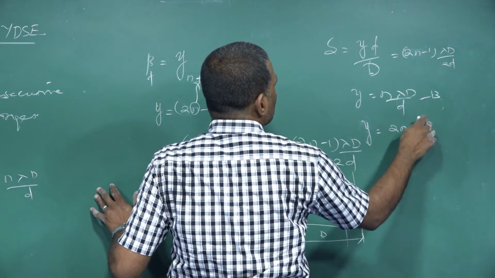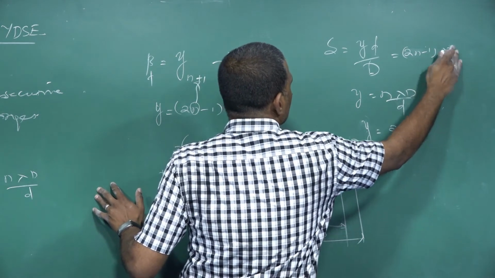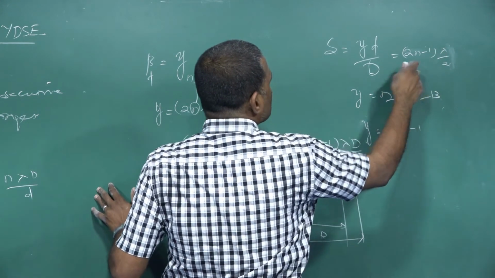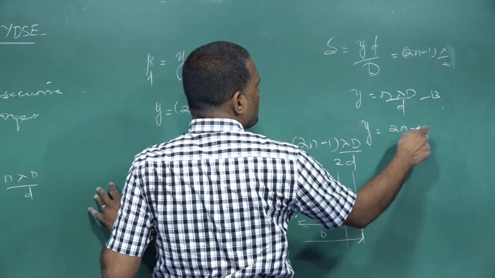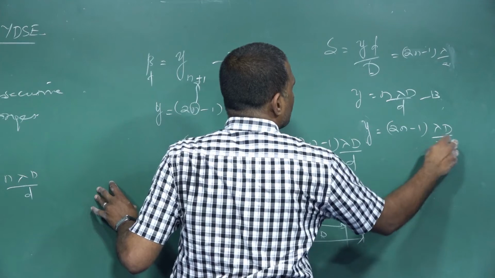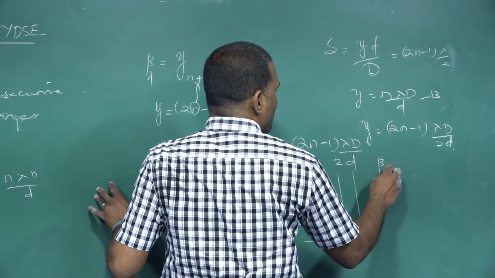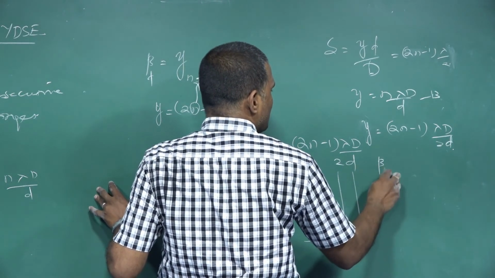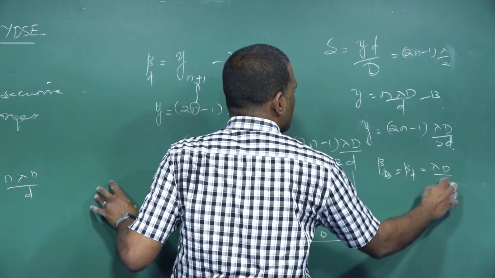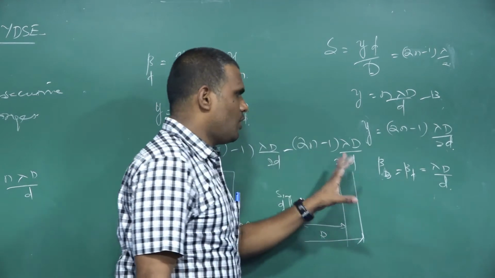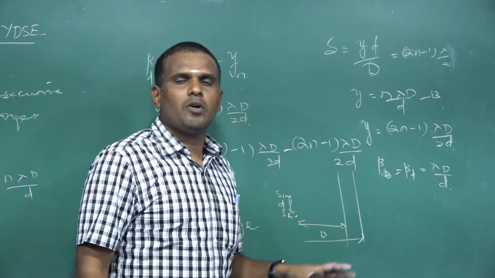So (2n minus 1) lambda by 2 is the condition for dark fringes. So the distance of the dark fringe will be (2n minus 1) lambda D divided by 2d. And for bandwidth, beta for bright as well as beta for dark fringes is equal to lambda D divided by d. You should know these conditions when you are speaking about Young's double slit experiment.